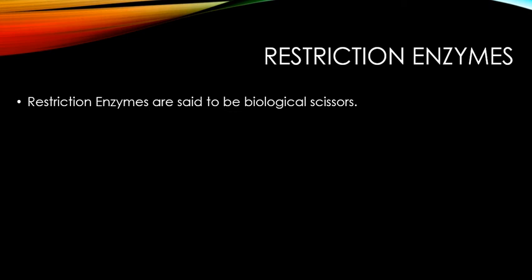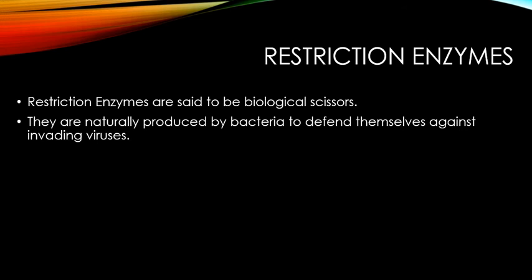First of all, the restriction enzymes are the biological scissors. They are said to be biological scissors because they have a very important property of cutting the DNA or the RNA. They are naturally produced by special types of bacteria to defend themselves against invading viruses, and this is what makes them very special tools, which are being used nowadays in many procedures like DNA fingerprinting, transgenesis, and so on, because they found out that these restriction enzymes are the tools that allow the bacteria to defend themselves when they are attacked by viruses.